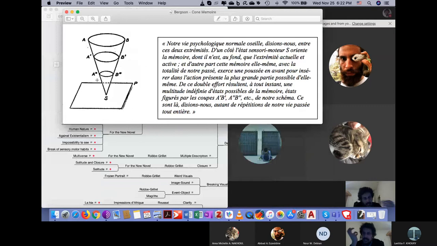Now, Robbe-Grillet, one of his allies, he's really a fan of Beckett. Now, why is he a fan of Beckett? Because for Robbe-Grillet, Beckett was able to bring presence and present at the same time. It's especially in En attendant Godot.